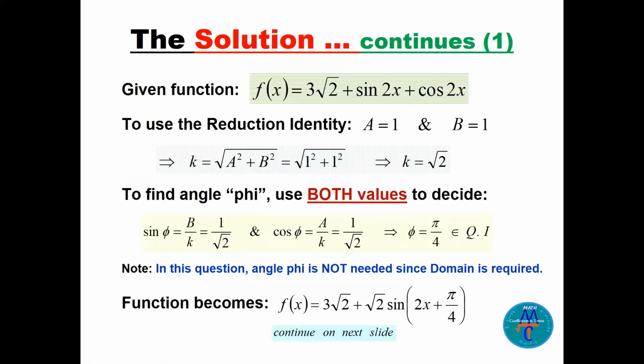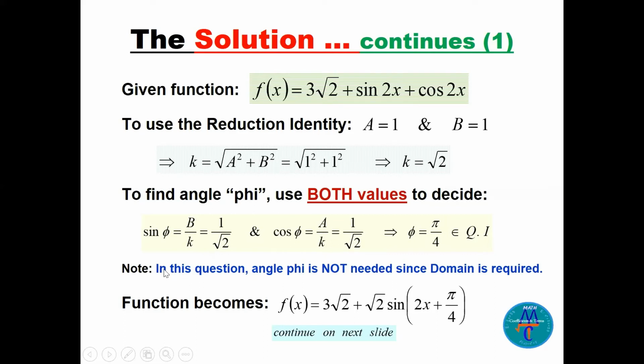Let's go back to our question and use the reduction identity on the last two terms. So sine of 2x plus cosine of 2x, we can say capital A is the coefficient of sine, which is 1. Capital B also is 1 here. So I can find k, which is the square root of 1 squared plus 1 squared. K will be square root of 2. Leave it now. Now let's find phi. We use sine of phi equals b over k, which is 1 over square root of 2, and cosine of phi equals a over k, which is 1 over square root of 2. That angle is pi over 4. It is in quadrant 1 because both are positive.